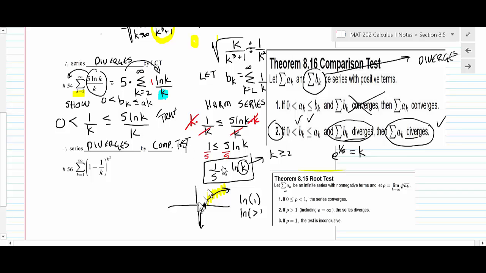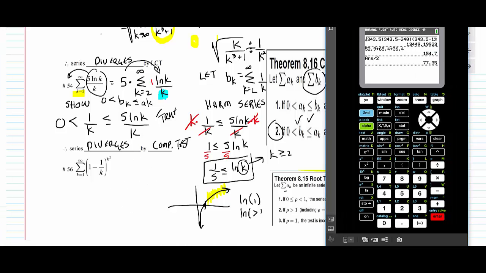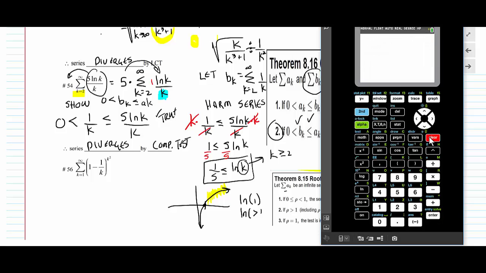Now see, a lot of what I'm doing there is kind of stuff in my head. I'm just trying to verify that this inequality is always true, and it is, based on what I know about graphing. Okay, all right. So I want to show you one other thing on this problem before I leave this. You could also do something on your calculator if you're unsure. Like if you did the ln of 2, remember k starts at 2.